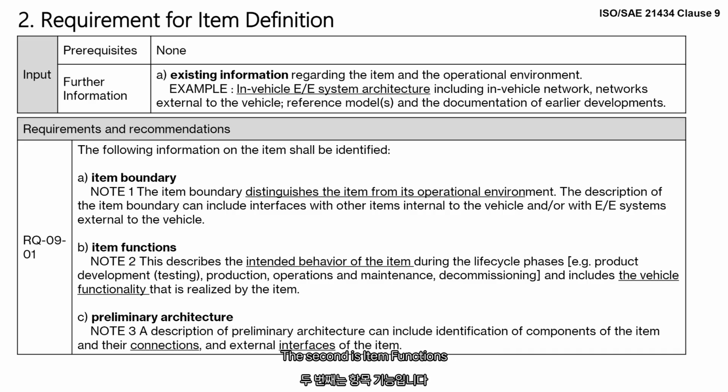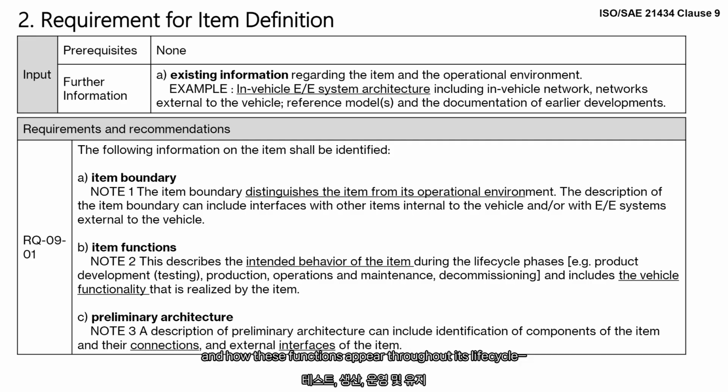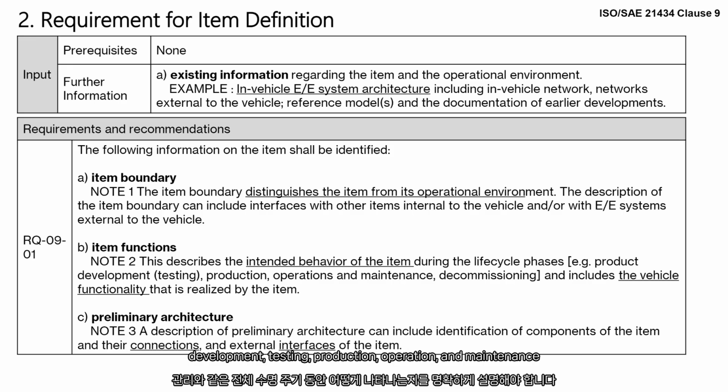The second is item functions. You must clearly describe exactly what the item does, its intended behaviors, and how these functions appear throughout its life cycle: development, testing, production, operation, and maintenance.